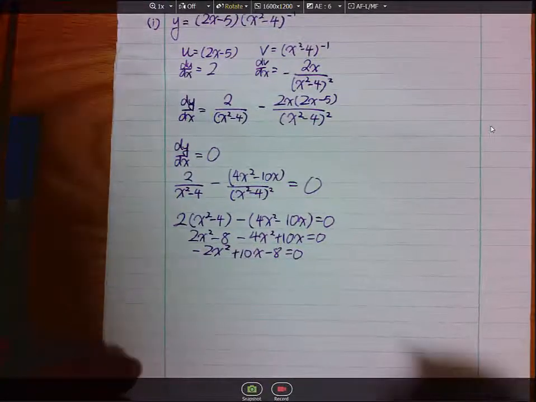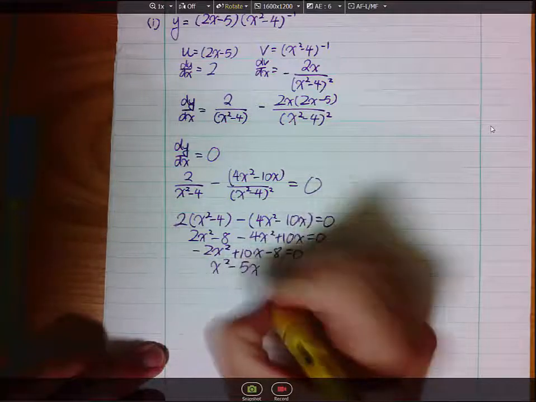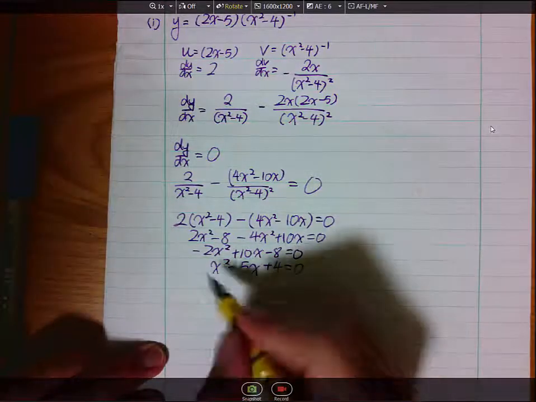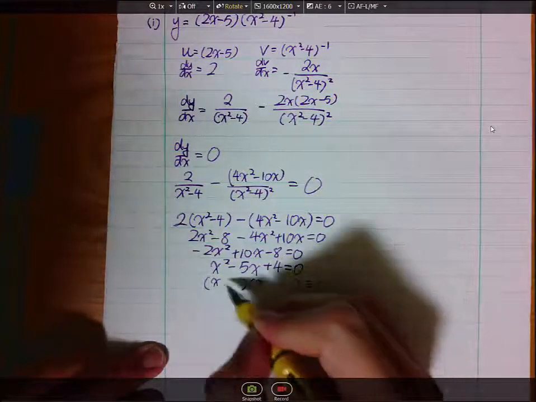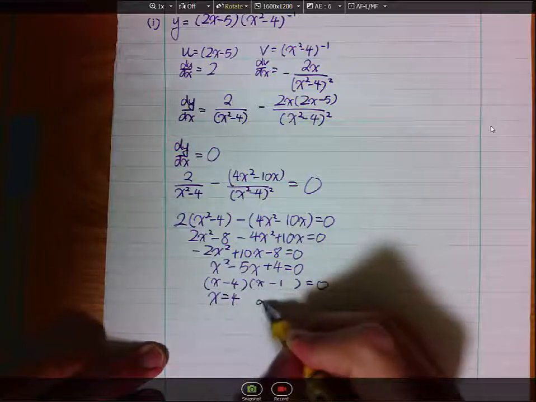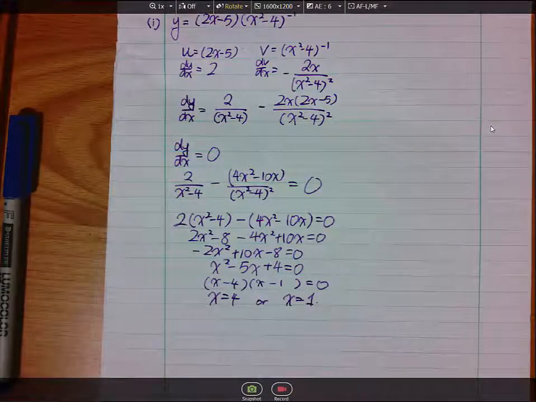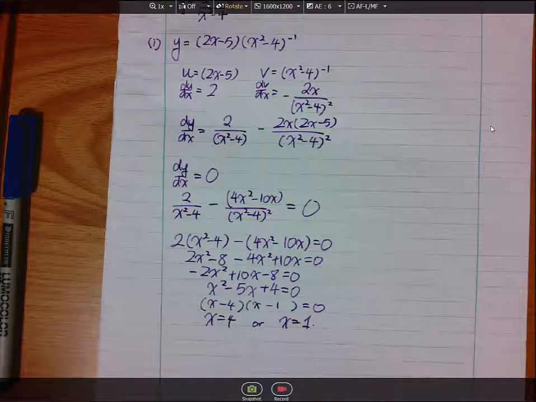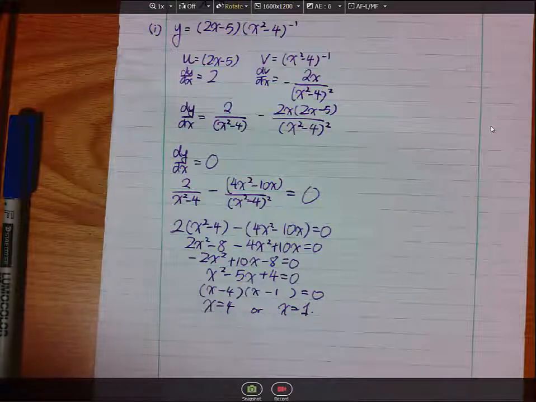So what I do now, divide throughout by negative 2, I get x squared minus 5x plus 4 equals 0. To solve quickly, I just factorize. I get x equals 4 or x equals 1. Notice that they want you to find only the x coordinate, so please do not bother finding the y coordinates. And I am done with question 3.